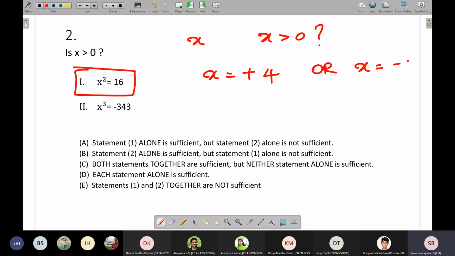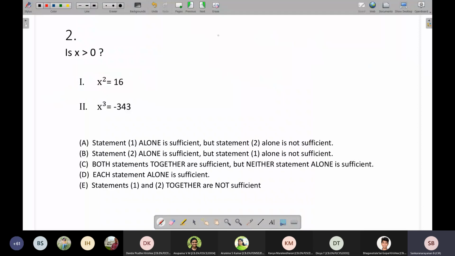Can you answer the question with statement 1 alone? Quickly unmute and tell me. No, because x square is equal to 16 means x could be positive or negative, since the square root value could be positive or negative. So statement 1 alone is not sufficient to answer the question. Then immediately you should eliminate option A and option D. You should eliminate these two.